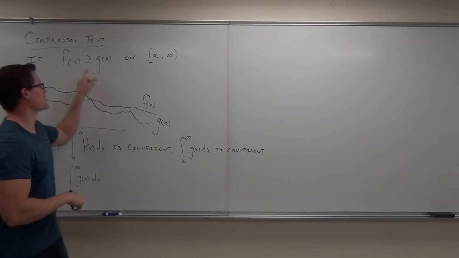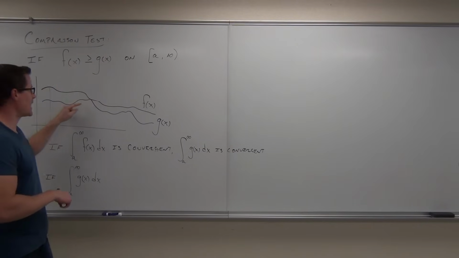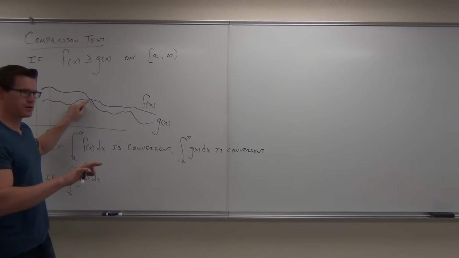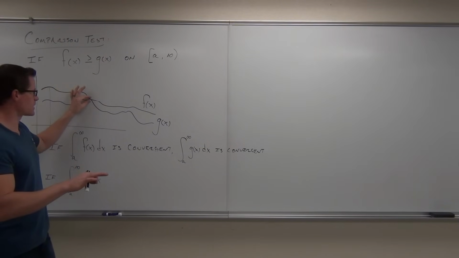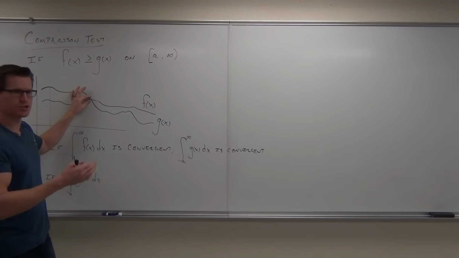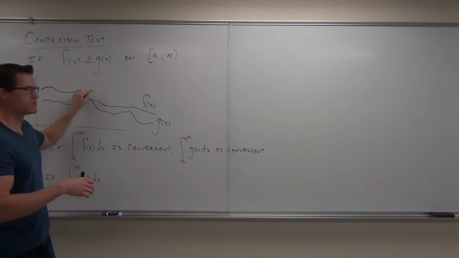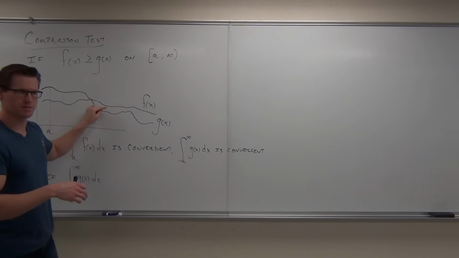That's the only condition we have to have. This has to be above that. What can't happen is it going above that. It can touch, that's fine. The difference in areas for the interval where they touch is 0. It's just if it goes above that, that's a problem. Does that make sense to you?